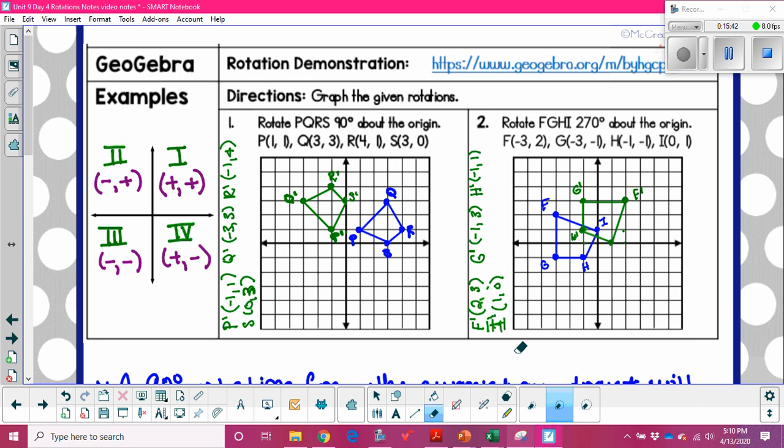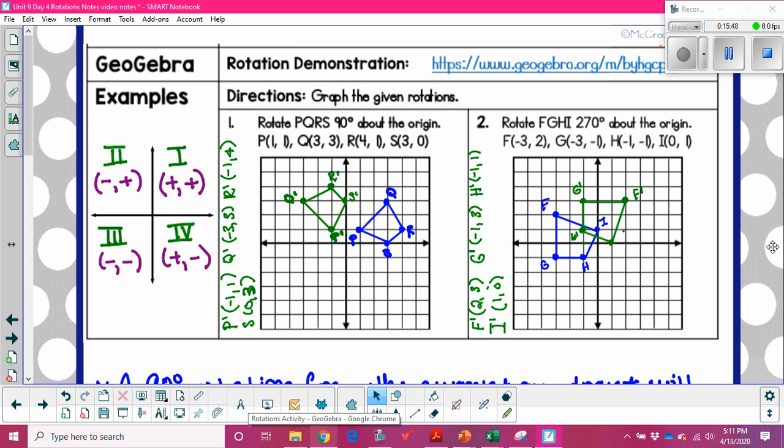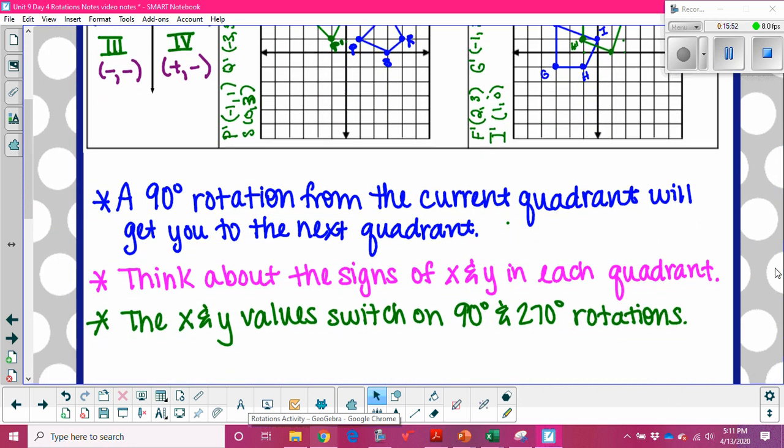Okay, so there is our rotation. Some things that I want you to make sure that you remember, I've written down here. You can pause the video and make sure you have these written down. You need to know that a 90-degree rotation from the current quadrant will get you to the next quadrant. Remember, a 180-degree rotation is just 2 90-degree rotations, so you move 2 quadrants. A 270-degree rotation is just 90 three times, so you're going to move 3 quadrants.